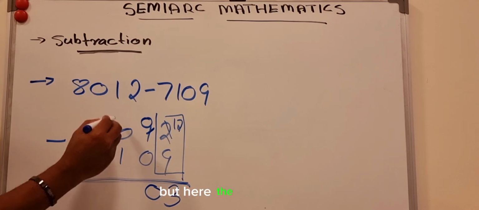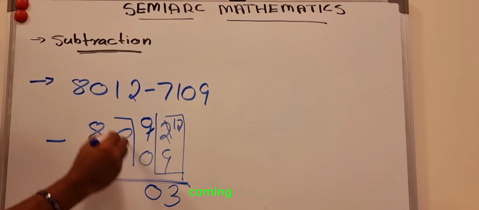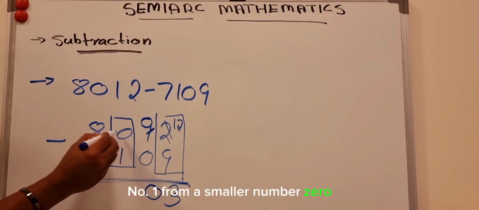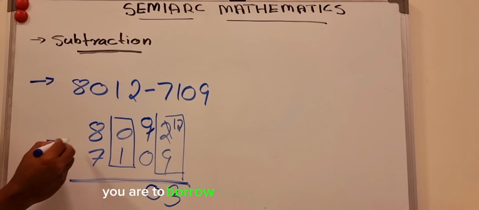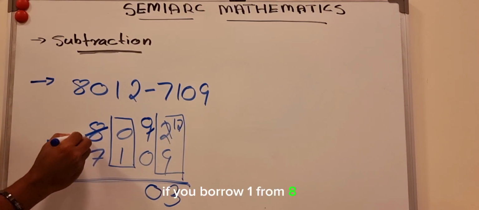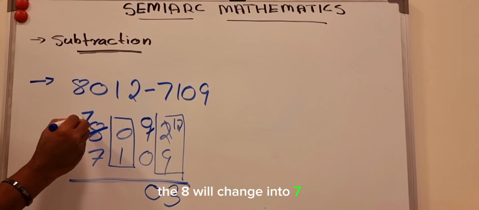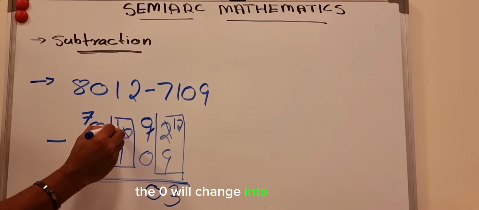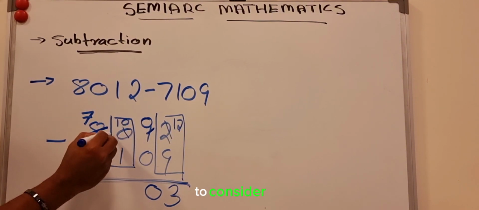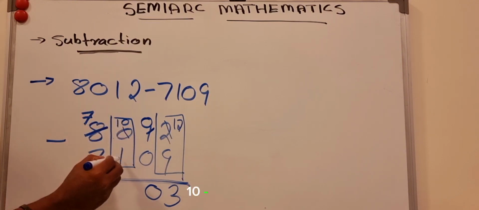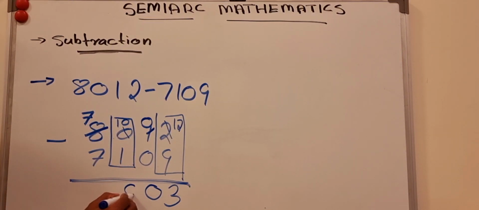But here, at the third level, the hundreds place, you're again facing the problem. You have to subtract a bigger number 1 from a smaller number 0. So you have to borrow from the next line. If you borrow 1 from 8, the 8 will change into 7. The 0 will change into 10, because the 1 borrowed here makes it 10. You know 10 minus 1, it is 9.